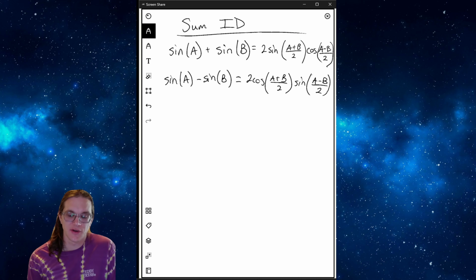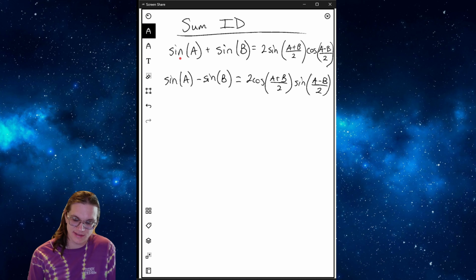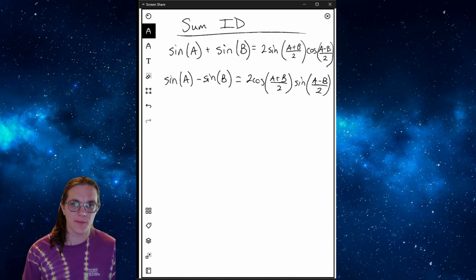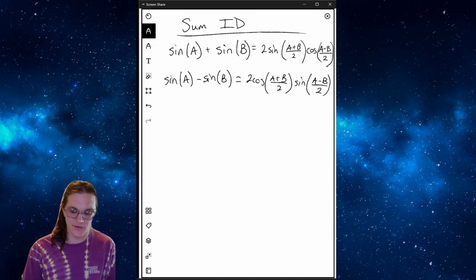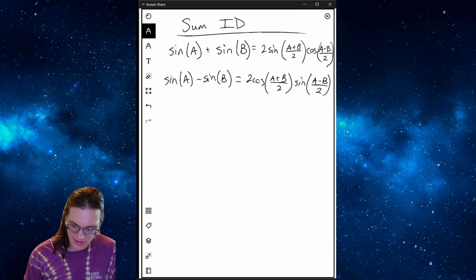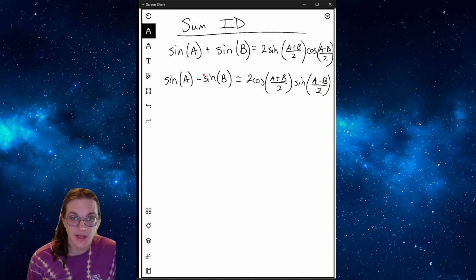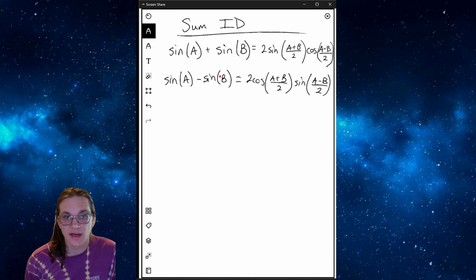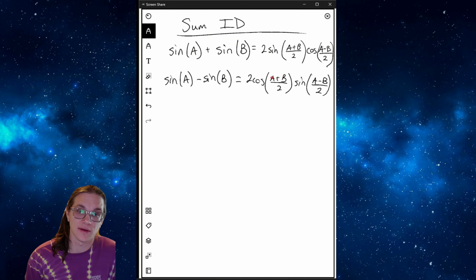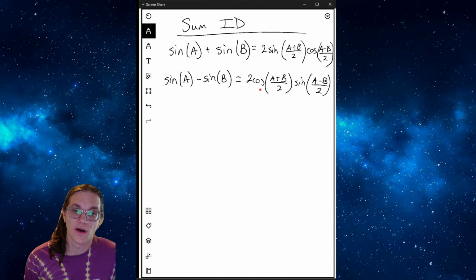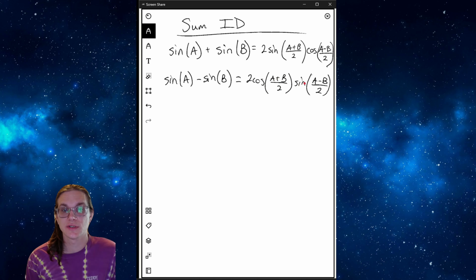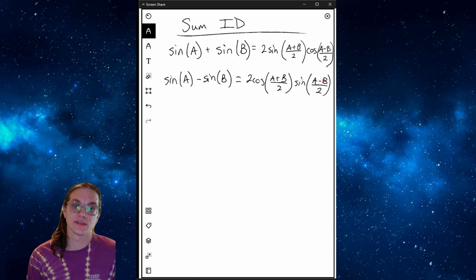It's hard to just force it into your memory here, but as you practice, you'll see, okay, if I'm adding the sine function of 2 different angles together, then I get 2 times sine times cosine, where the arguments of those are (a plus b) over 2, (a minus b) over 2. If I'm subtracting sine of angle b from sine of angle a, then I'm going to use 2 times cosine of the angles added together divided by 2, times sine of the difference of the angles, the second angle being b, divided by 2. And it's flipped.